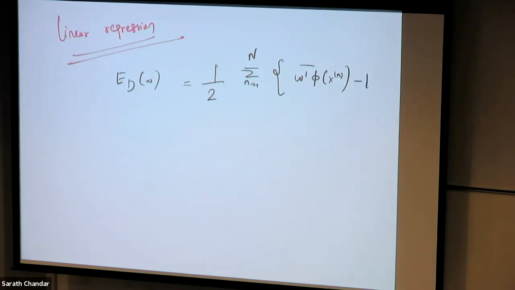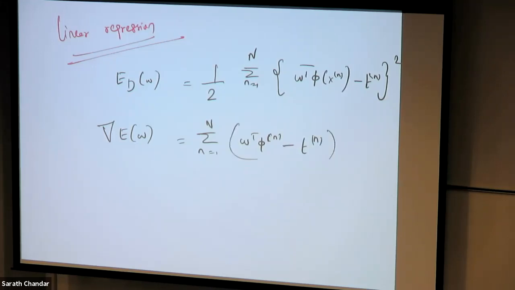Minus t of n the whole square, right? Now when I compute the gradient, it's going to be summation over n is equal to 1 to capital N, W transpose phi of, I'm just going to use a shorthand notation, phi of n, minus t of n multiplied by phi of n, right? I've just differentiated it once.